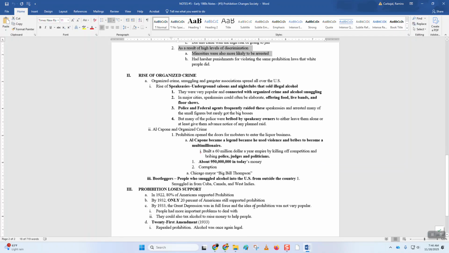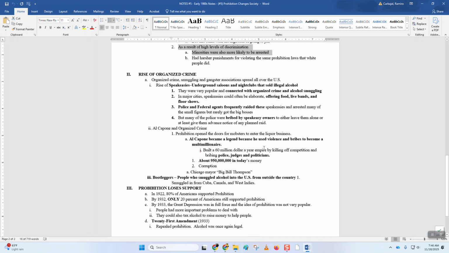All right, rise of organized crime. This is going to be one of the things that they did not see coming, as they thought, if we get rid of alcohol, we get rid of all these problems. Well, the problem is it didn't happen because people still kept drinking, and then they threw on a big, huge problem, which was that organized crime is going to grow, the mafia.